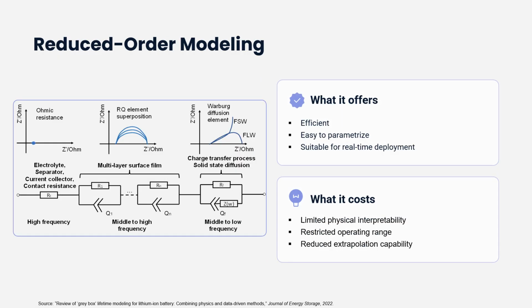Another approach is to simplify the model. The goal is to retain the behavior that matters for application. This is the principle of reduced order modeling. The equivalent circuit model is a common battery example. It replaces detailed electrochemical equations with a set of electrical components. This enables fast simulation and real-time implementation. The trade-off is reduced physical fidelity, especially under conditions that differ from those used during model development.